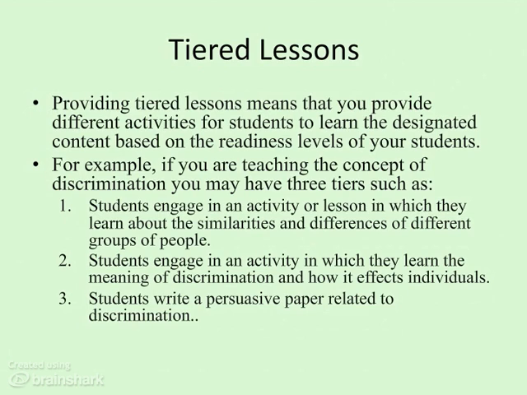One tier might involve students engaging in an activity or a lesson in which they learn about the similarities and differences of different groups of people. A second tier might include students engaging in an activity in which they learn the meaning of discrimination and how it affects individuals. And a third tier might involve students writing a persuasive paper related to discrimination. So these are just examples, but you can see here that you can address a major concept but teach it in different ways and provide different activities that allow students to meaningfully engage at the level that they're performing.